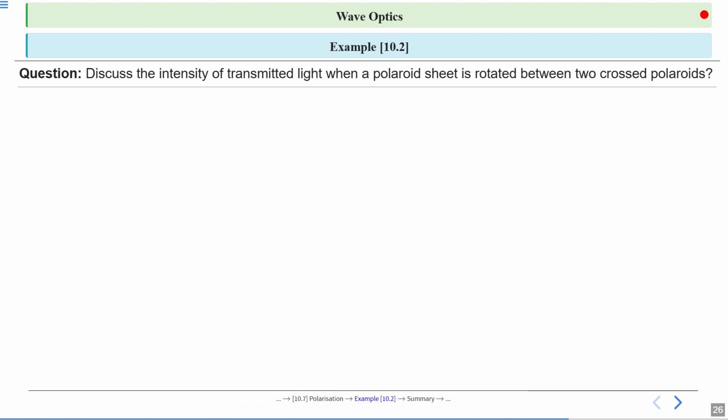So this is example 10.2, based on what we have discussed before. You have to discuss the intensity of transmitted light when a Polaroid sheet is rotated between two crossed Polaroids. There are two crossed Polaroids, meaning the angle between their transmission axes is 90 degrees. Another Polaroid sheet is placed between the two crossed Polaroids and it is rotated. So discuss the intensity of transmitted light.